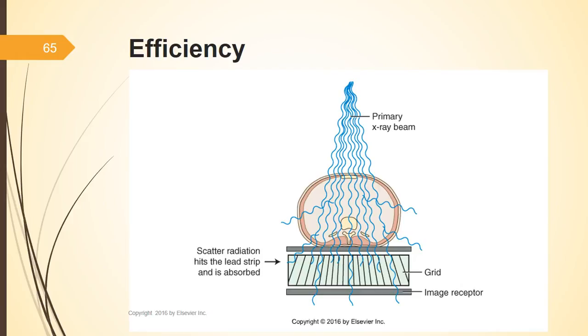Grids absorb some of the transmitted radiation that exits the patient and then reduces the amount of radiation that reaches your IR. So here's your beam, here's what's in the patient, and this is scatter that's coming out. But look, all this that hits there, some of that the grid actually absorbs. So only the useful information goes to the image receptor. So it's a good thing. You know, grids are used in a way that we need them.